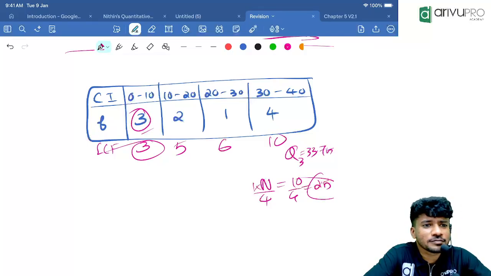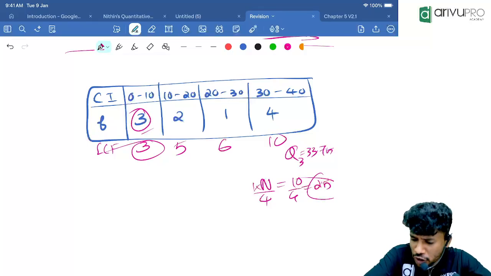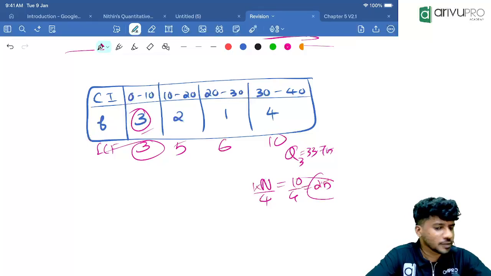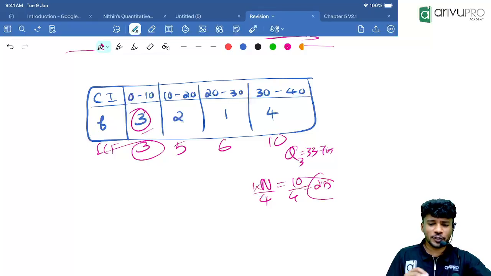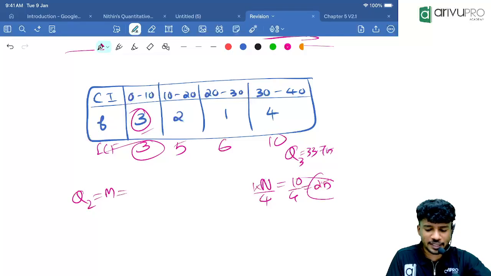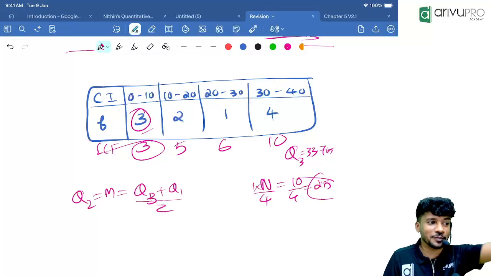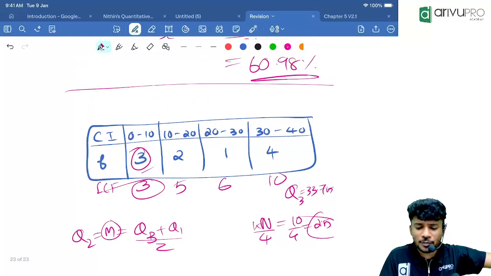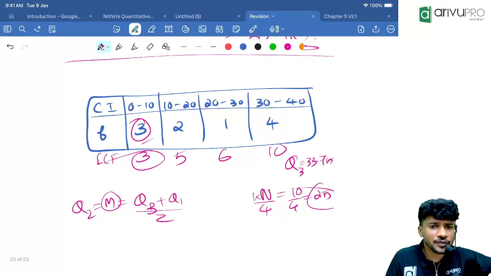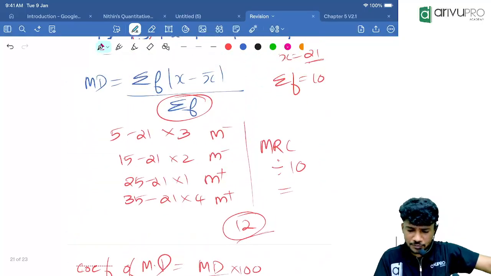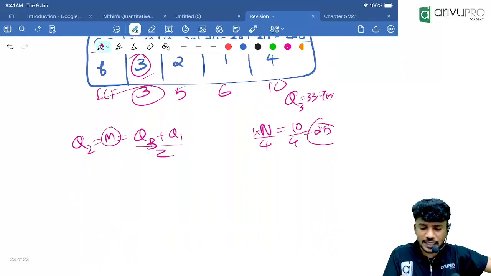What to do now? We have Q3. We have Q2. Q2 is what, people? Median. Or I can say that it is nothing but Q3 plus Q1 divided by 2. If you remember, we got the median. How much was the median value? We got 20. Yes, exactly 20.